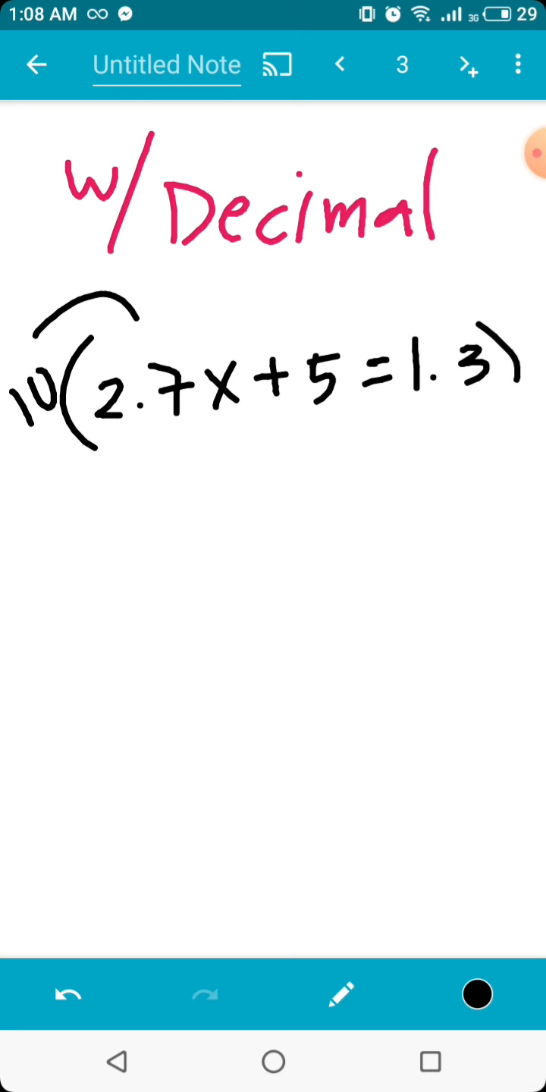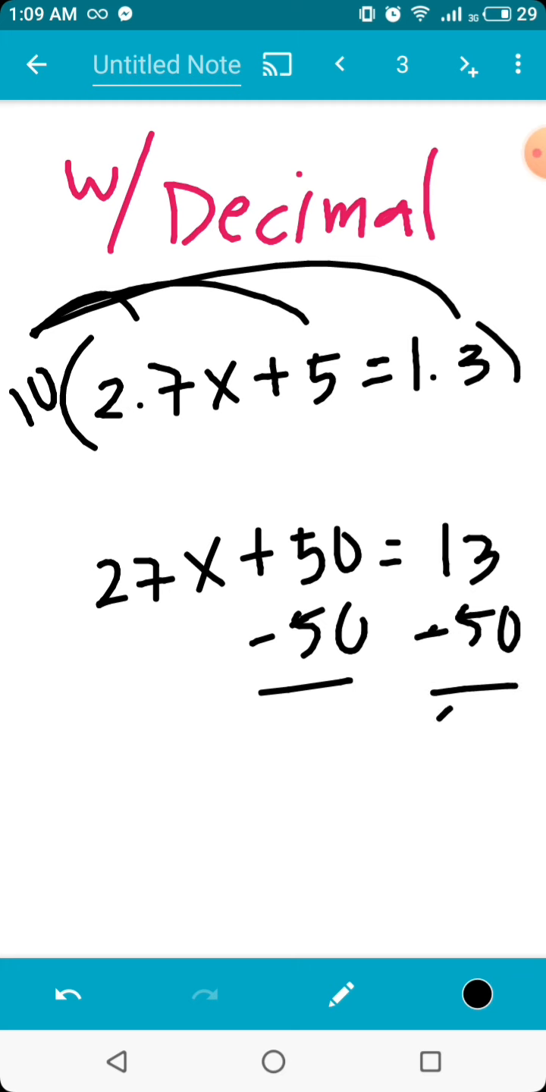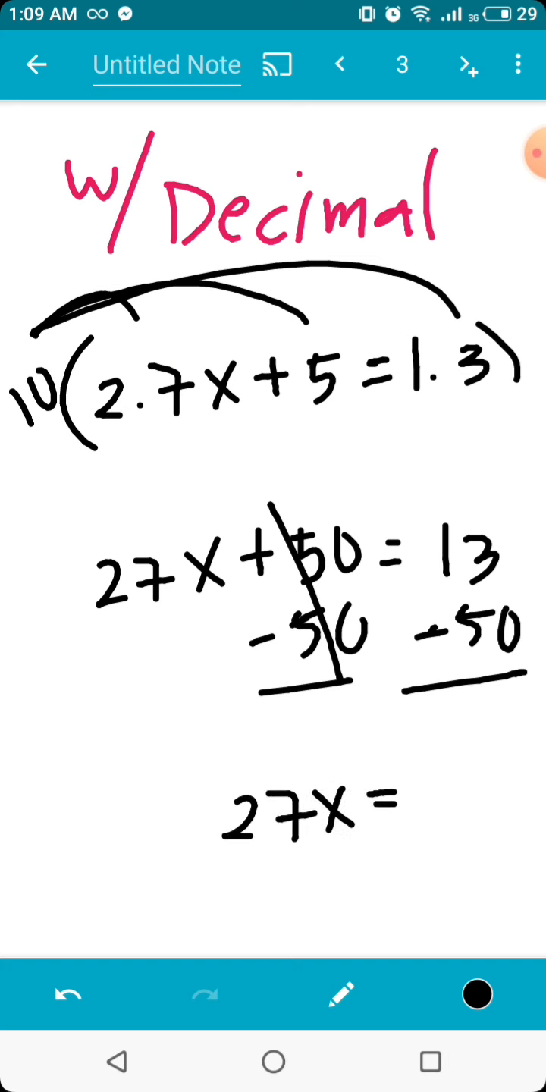So, 10 times 2.7x, so that is 27x. And then, 10 times 5, that is positive 50. 10 times 1.3, that is 13. So, ang bago nating equation ay 27x plus 50 equals 13. So, sa side nito, ang dapat na unang makancel ay yung positive 50 by combining negative 50. Okay? So, ganun din sa kabilang side. So, cancel na to. Ang natira na lang ay 27x. And sa kabila, 13 minus 50. So, we have negative 37.